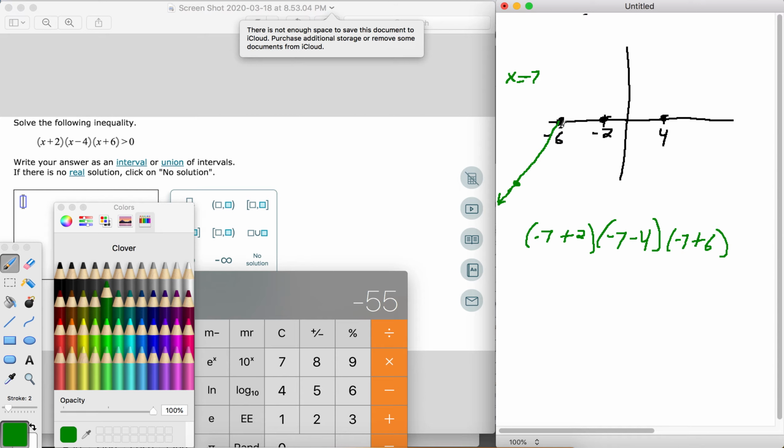And it hits this negative 6, and then most of the time, if it's a polynomial, it usually goes up in between. But sometimes you see polynomials that stop like this. So to be thorough, we should check it. Eventually you'll learn some other things with polynomials that let you be confident that it's not going to do that in this case. But to be thorough, let's plug in something in between negative 6 and negative 2, like x equals negative 4. So negative 4 plus 2 times negative 4 minus 4 times negative 4 plus 6.